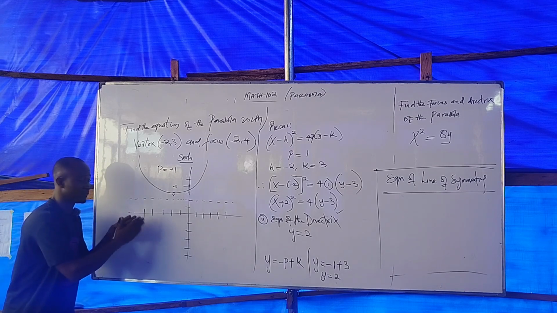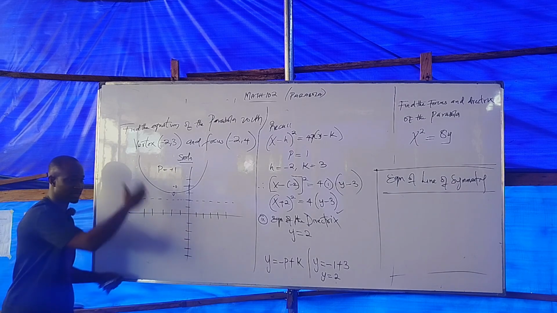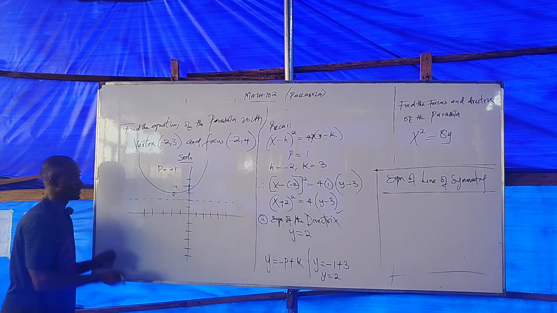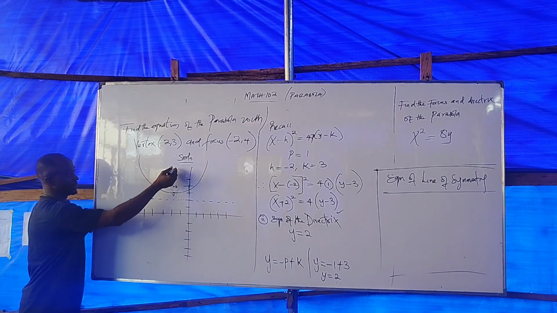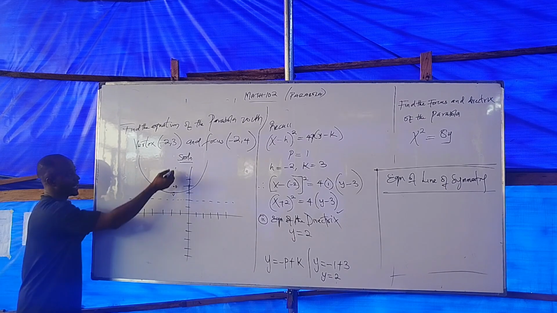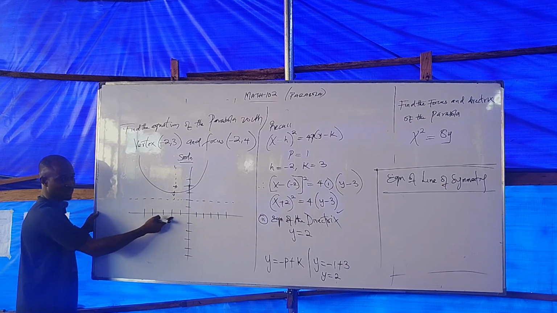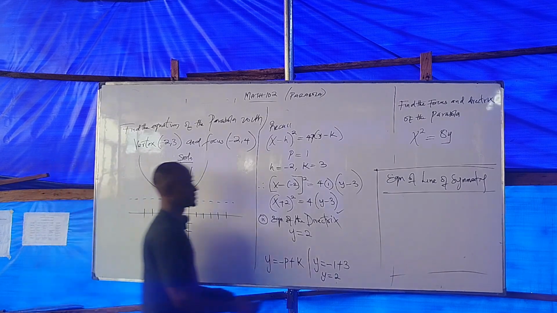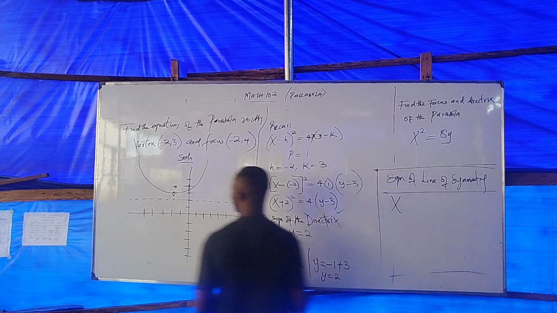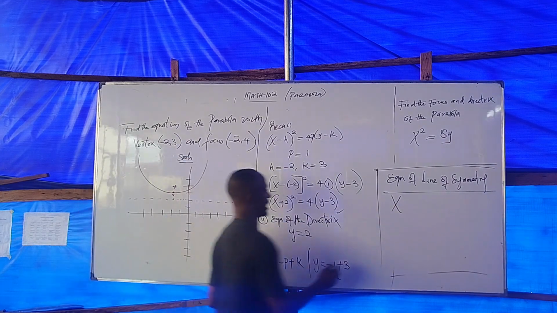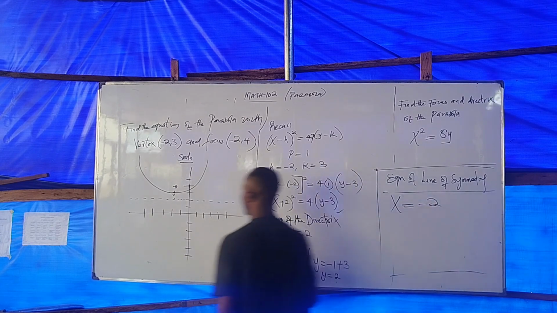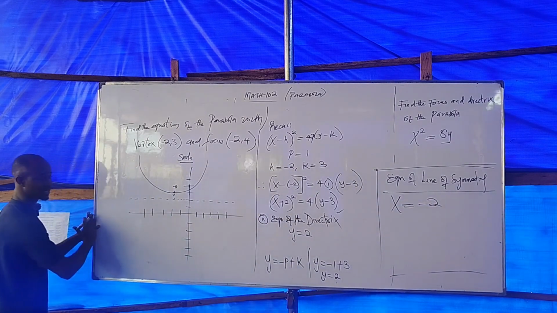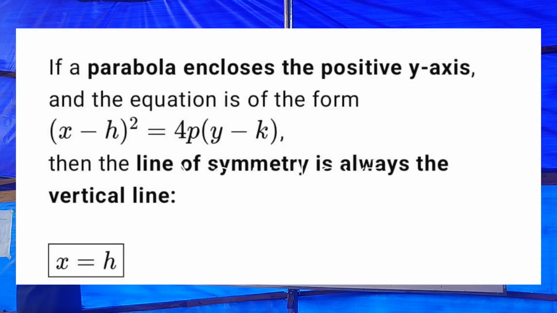Now, looking at this, where is this curve split into 2 equal parts? If you look at this, it's at the vertex, right? At what point? At x equals what? Minus 2. That means the equation is x equals minus 2. X equals what? Minus 2. This region is called negative x. So it is at the point where x is minus 2. Is it clear? Alright.